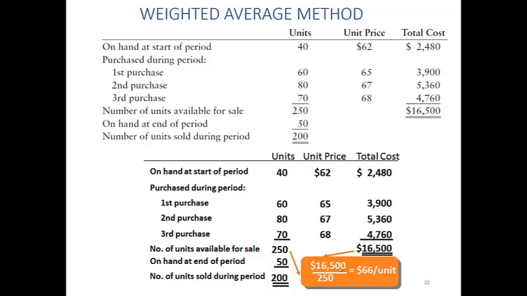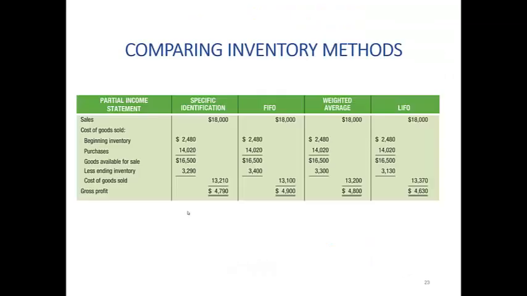So if I need to know how much my cost of goods sold is, I have to multiply 200 times 66. If I want to know what my ending inventory is valued at, I multiply $66 a unit times 50 units. This chart will give you an idea of how goods are costed out under each method.